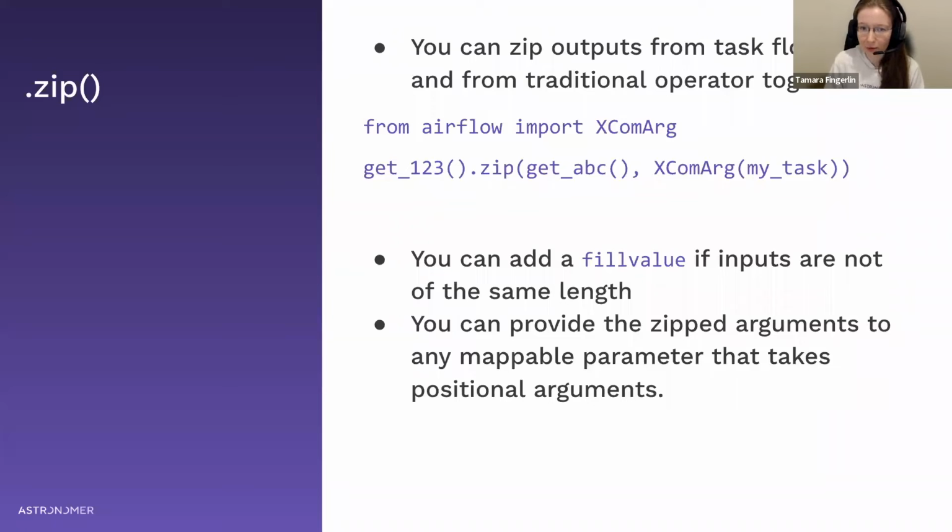I've shown it so far with the TaskFlow API, but of course you can also zip outputs from TaskFlow tasks together with traditional operators, or just zip outputs all from traditional operators. For that, you have to put the task object. So my task in this example was defined using a traditional operator, and then you put it into the XComArg object that you have to import. And then you can use the same syntax to zip it all together.